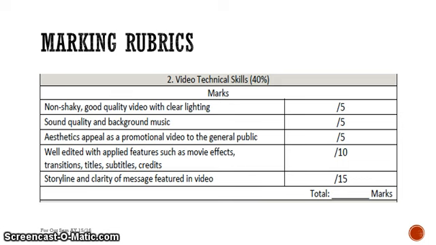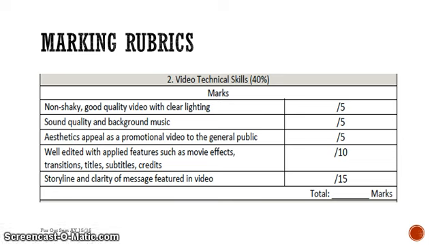Next, 40% will go to the video technical skills. That means in your video itself, is it shaky? Is there clear lighting? Alright, sound quality. Okay, if you have a dialogue or narration, is the quality clear? And if you have any background music and things like that. And the aesthetics appeal as a video to the general public? In this case, it will be the early childhood educators. Does it appeal aesthetically to them?